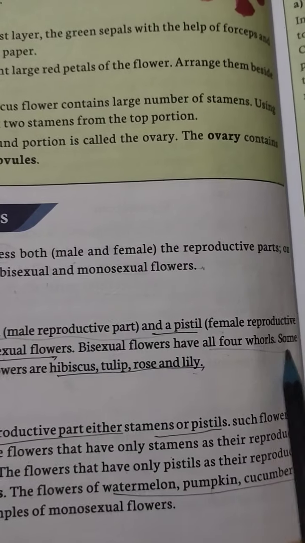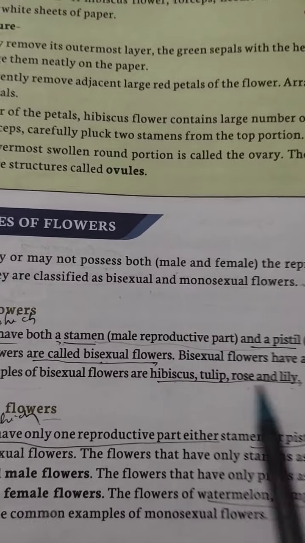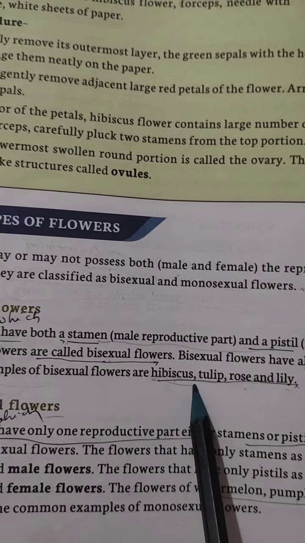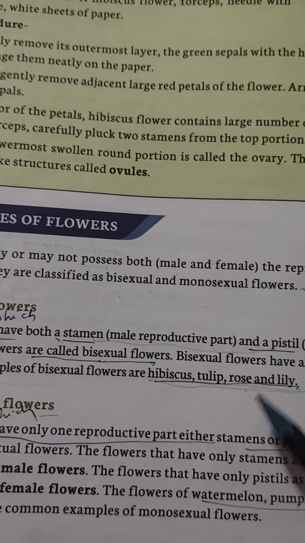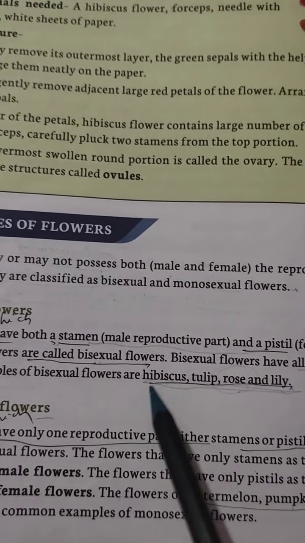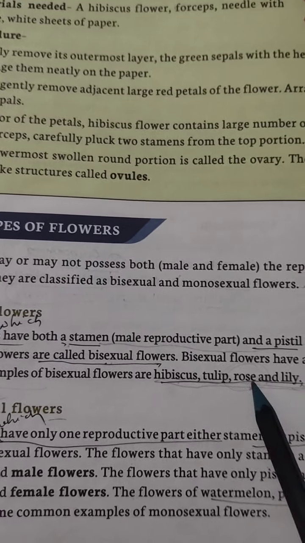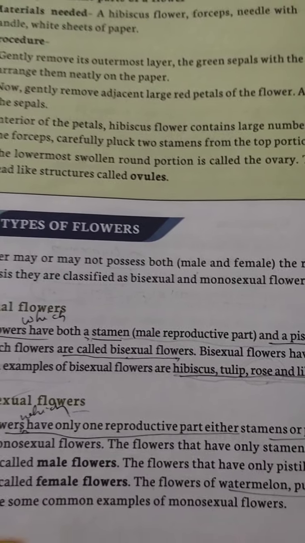Bisexual flowers have all four whorls. Okay, some of the examples are hibiscus, tulip, rose, lily. You can see this in these flowers. You can also get your activity done by observing these flowers. Okay, if you have a rose plant in your home, you can check that there are these four whorls in the flower.